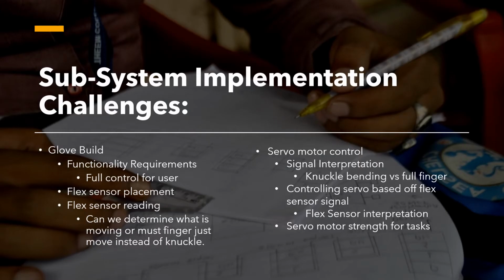So in this slide, we're going to be talking about the subsystem implementation challenges. A few things that we have to consider in this project are the functionality of the glove, how we're going to be giving full control for the user. We have to decide where we're going to put the flex sensors, how these flex sensors work, and at what range we're going to be using that flex sensor when you're contracting your finger using that glove.